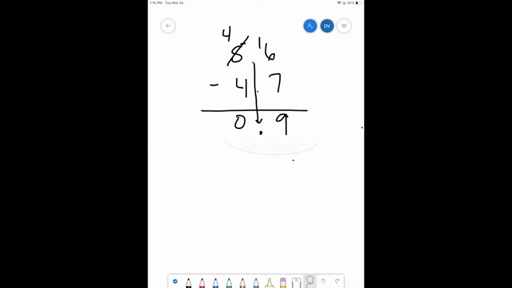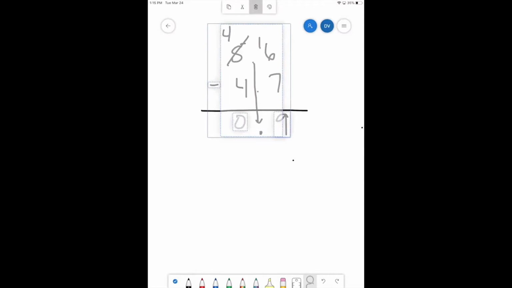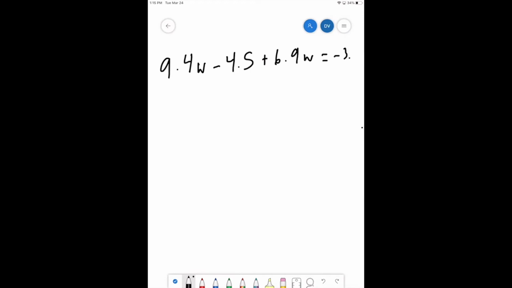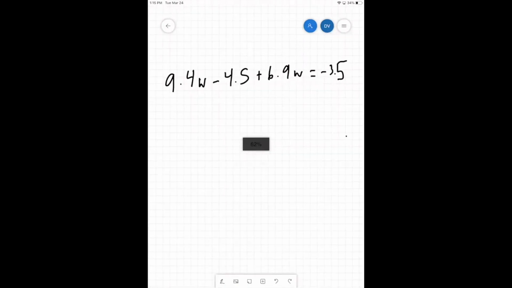Now that we know how to add and subtract decimals, we can actually get into a problem. Right, so let's see. We could do 9.4 W minus 4.5 plus 6.9 W equals negative 3.5. Let me zoom out for you guys for a bit.